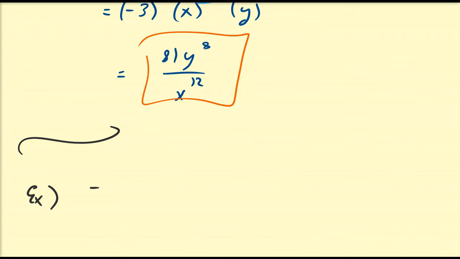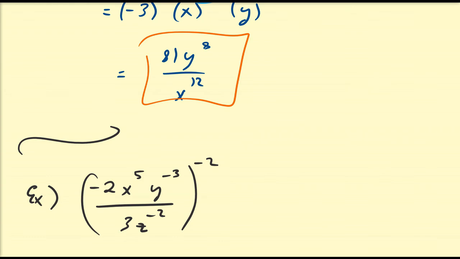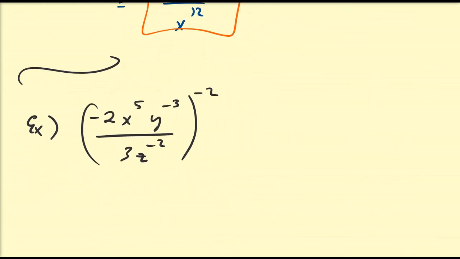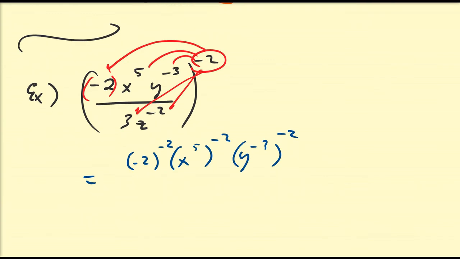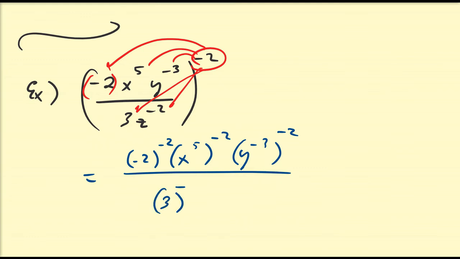So let's consider this example. -2 times x to the 5th, y to the -3, all over 3 times z to the -2, all raised to the power -2. Alright, so what I'm going to do is distribute this -2 to the -2, the 5, the -3, the 3, and the -2. So this is going to give me -2 to the -2, x to the 5 times -2, y to the -3 times -2. And I'm just showing my work here. You definitely could skip a step if you are comfortable with it.